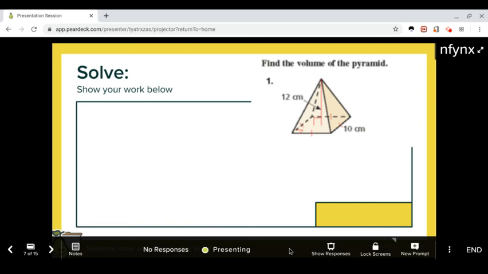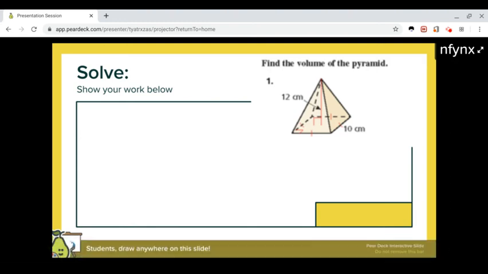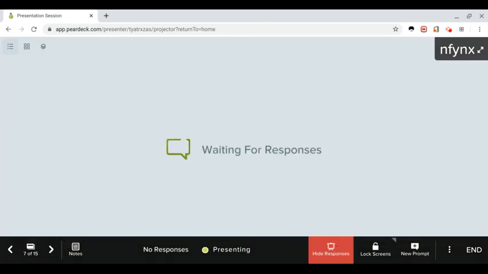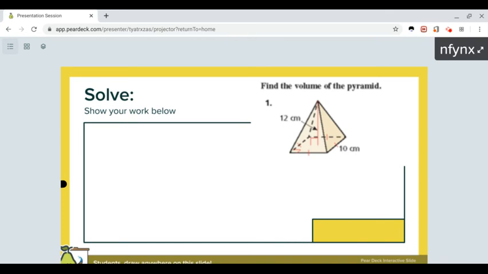So now here's the opportunity for you guys to try this on your own. It says find the volume of the pyramid. I'm going to try it on my phone just so that you guys can see as I'm working with it. So I'm going to show the response. And let's see. So I'm going to try this one just so that you can see what I would be seeing at this moment if I had all my students online.